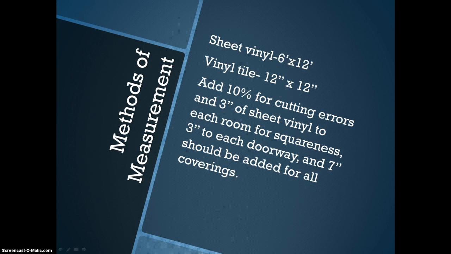But you also need to make sure to add 10% for cutting errors, and add 3 inches of sheet vinyl to each room for squareness, also 3 inches to each doorway, and 7 inches should be added for all coverings.